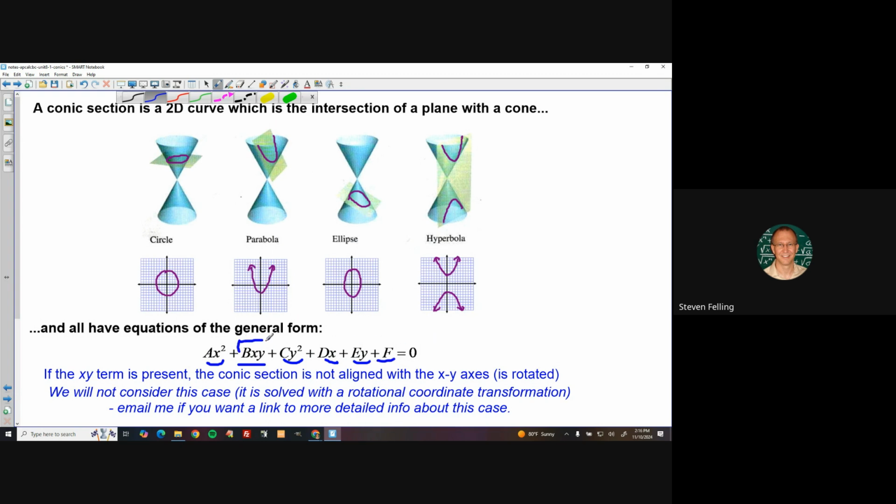It is possible to have something with an xy term, although we will not look at those forms because they're tilted. Their axes are tilted, and we have to have different mechanisms for those. And some of these terms may be missing, but it's terms which have x's, y's, x squareds, y squareds, and constants, or some combination of those things.